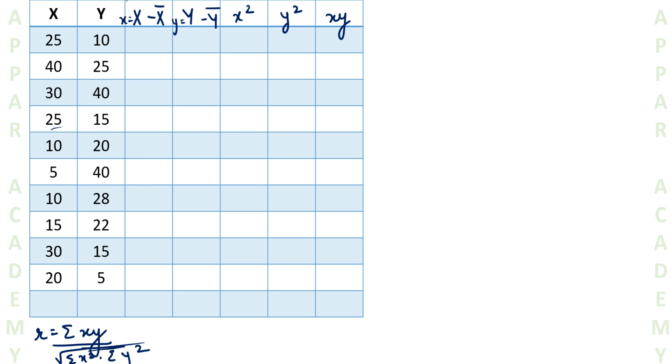So let's see. First of all, for that we need x bar. What is x bar? We all know x bar is simply equal to summation x upon n. So for that we need summation x. So let's sum it up. 25 plus 40 plus 30 plus 25 plus 10 plus 5 plus 10 plus 15 plus 30 plus 20. Summation x is equal to 210, right? You can just calculate alongside. Now what is the number of n? It's 1, 2, 3, 4, 5, 6, 7, 8, 9, 10. We have 10 observations. So x bar becomes 21.